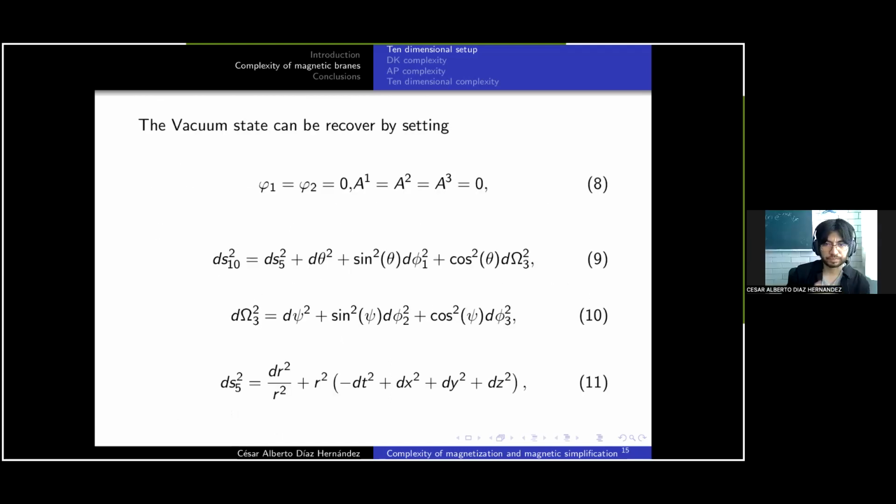Okay. So as I was telling you, we can accomplish the vacuum state by setting all our fields to 0. In that case, the line element gets very simplified, and we recover an anti-de Sitter metric in 5 dimensions.